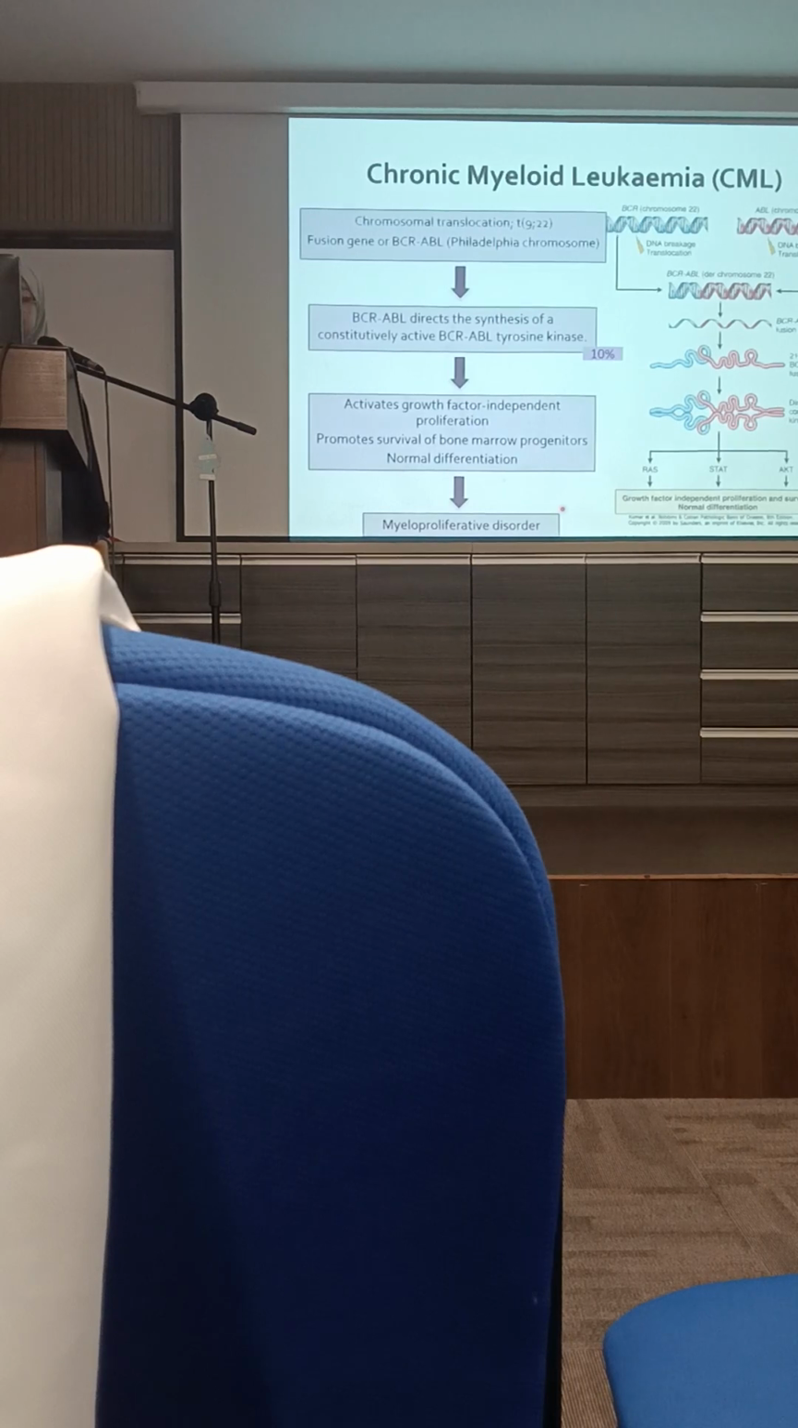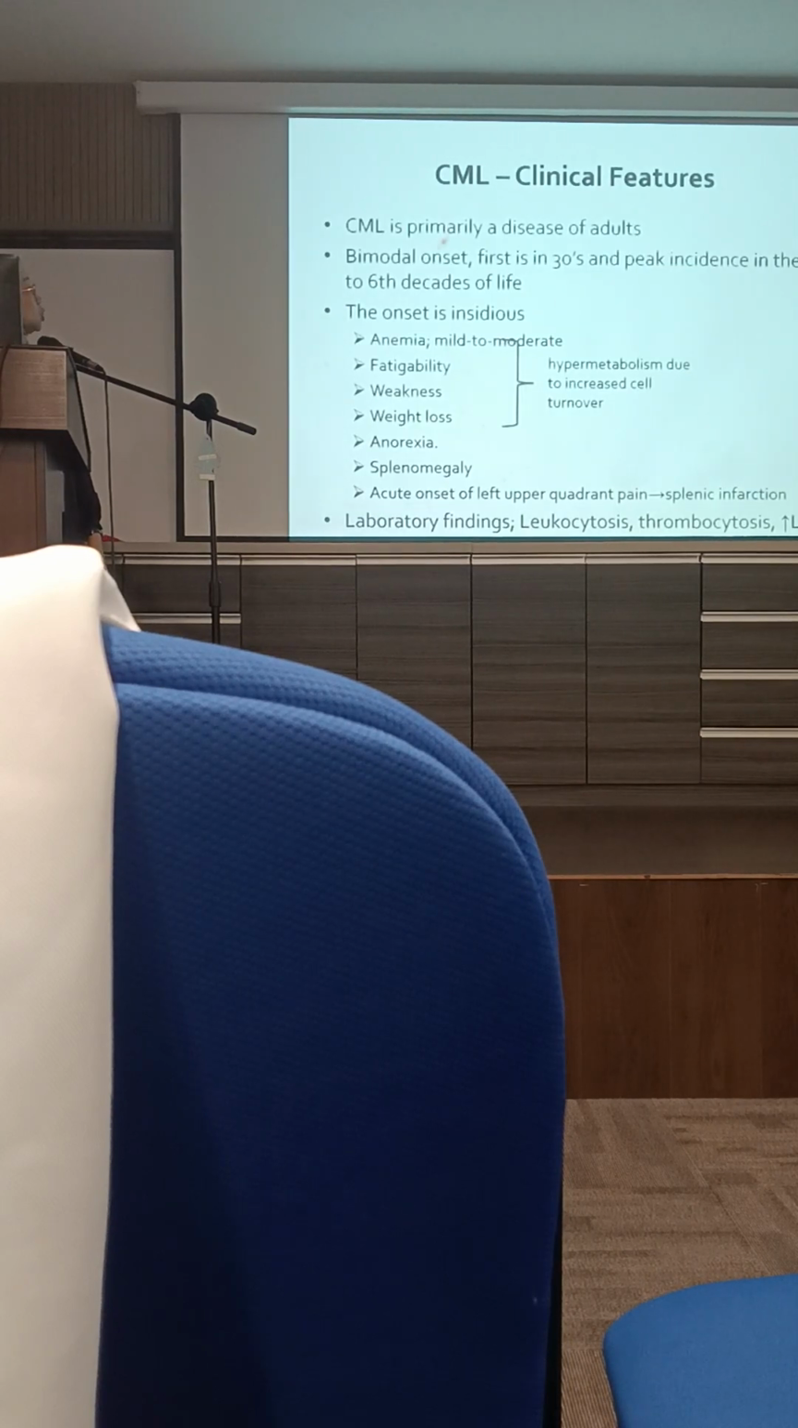Right. So it is primarily a disease of adults. We do see it in children, but very rarely. Again, do not diagnose CML in children when we give you a question. CML is a primary disease of adults. Usually we can see it already when they are 30 and when they are 60. So that's what is meant by a bimodal onset.